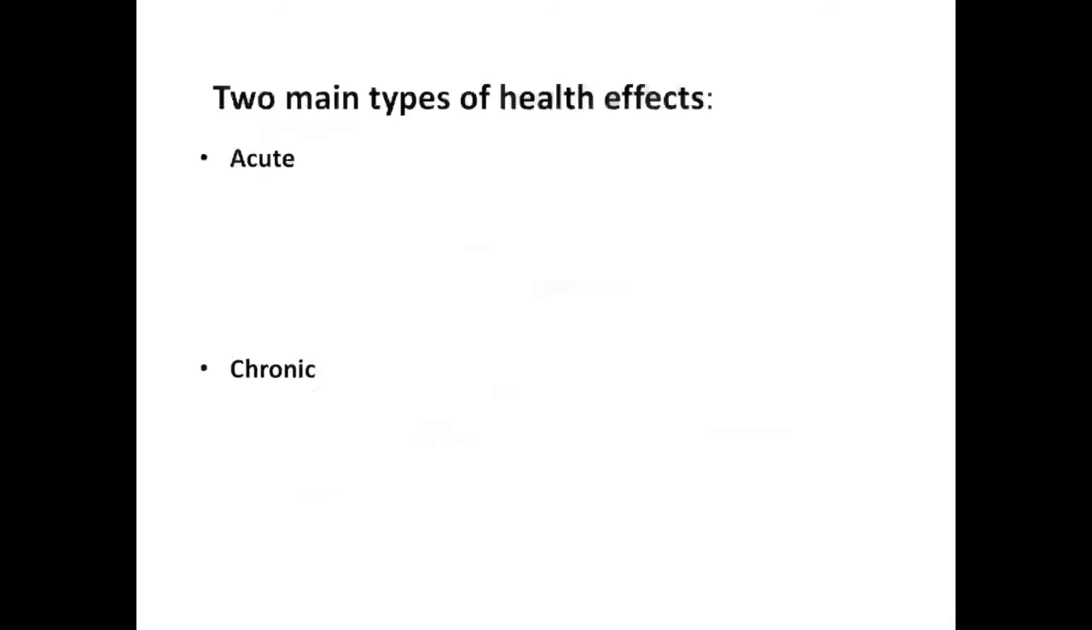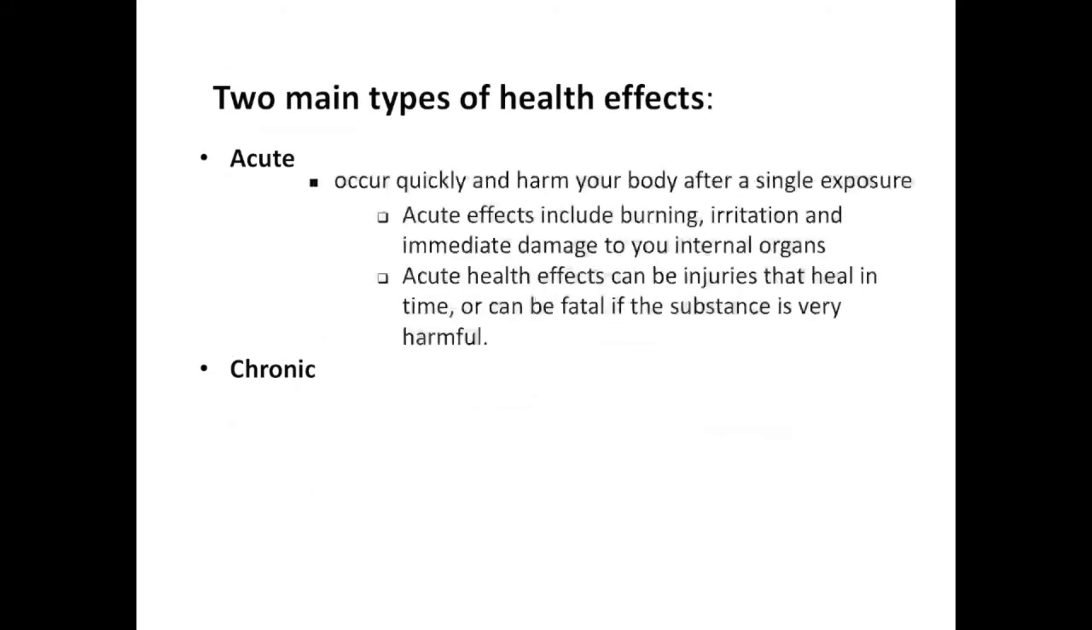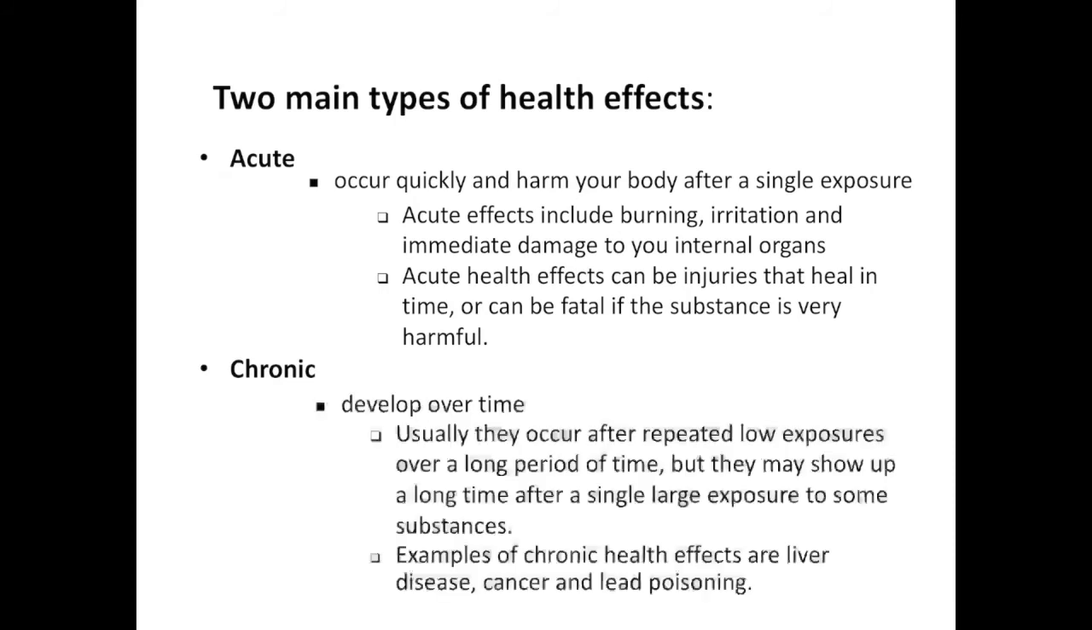So within this section, toxicological information, you'll see two different types of effect. Acute effects that are happening quickly or after a single exposure. And it's important to remember that acute just means fast. It doesn't mean necessarily serious. So you can have a very mild acute effect or a very dangerous acute effect. And you'll also see reference to chronic effects. These are things that develop over a long period of time or after repeated low doses. And again, these can be very mild or very severe.